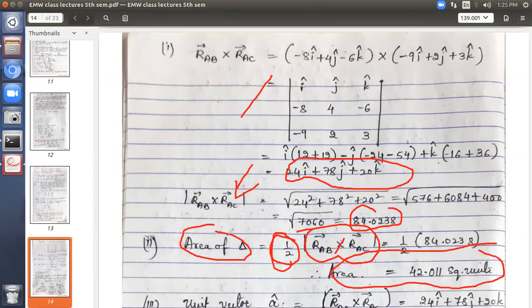This is the formula for the area of a triangle. I think you know it. Half of the product of any two sides' lengths will give you the area.